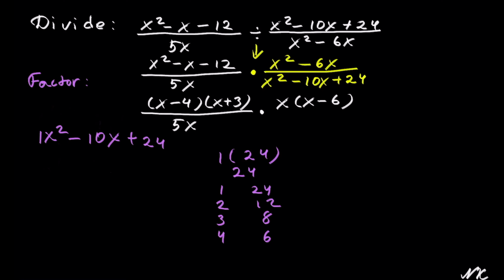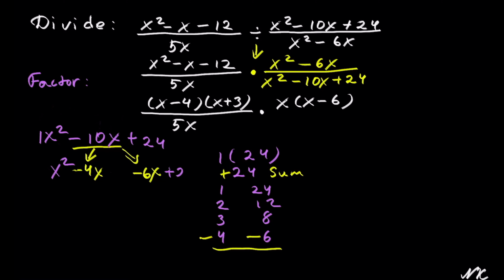Since the product is positive, we look for sum, and we need the sum of negative 10. The factor pair of 4 and 6 has a sum of 10, and we need the sum to be negative, so negative 4 times negative 6 will give us a positive 24 as a product. Negative 4 minus 6 will give us a sum of negative 10. So let's rewrite negative 10x as negative 4x minus 6x, and let's keep everything else as is. We have x squared minus 4x minus 6x plus 24.